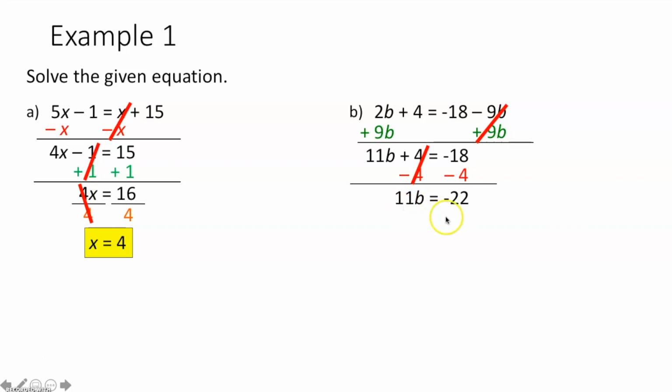I get my constants to the right, so this is 11 times b. How do I move that over here? I'm going to do the opposite, the inverse. I divide both sides by 11. Now these are going to cancel each other out, and I'm left with b is equal to negative 2.